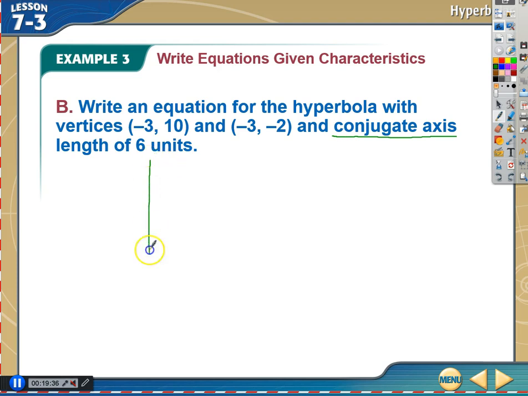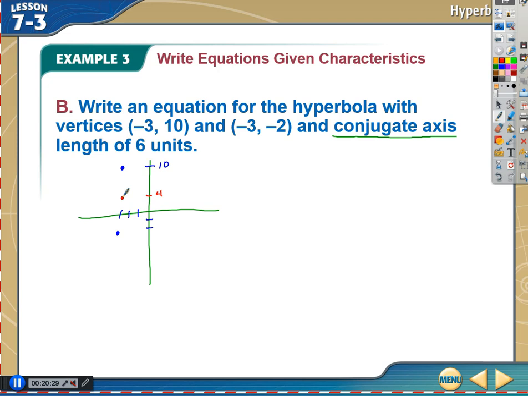So when I draw this out, -3, 10. So here I am at -3, 1, 2, 3, 10. I got that way up here and label it 10. And -3, -2 is right here. So just from this alone, I should be able to find my center. My center is going to be halfway between 10 and -2. There are 12 units for the entire transverse axis, so halfway, or 6 units, will get me the center. If I drop down 6, that puts me here at 4.